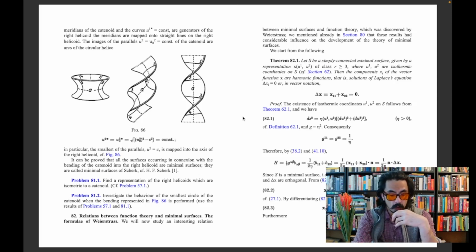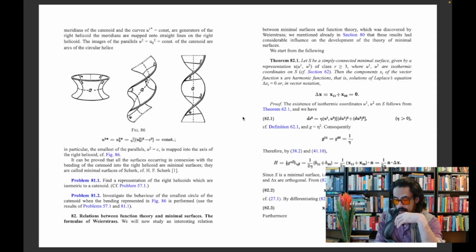Starting with problem 81.1. Find a representation of the right helicoids which are isometric to a catenoid. And we're going to remind ourselves real quick of problem 57.1. As a matter of fact, problem 57.1 is a proof of the preceding theorem 57.4, which is Bour's theorem. Not sure how to properly pronounce that, but at any rate, that states that for every right helicoid, capital S, there exist surfaces of revolution which can be mapped isometrically onto that helicoid. And so problem 57.1 is just to prove that theorem.